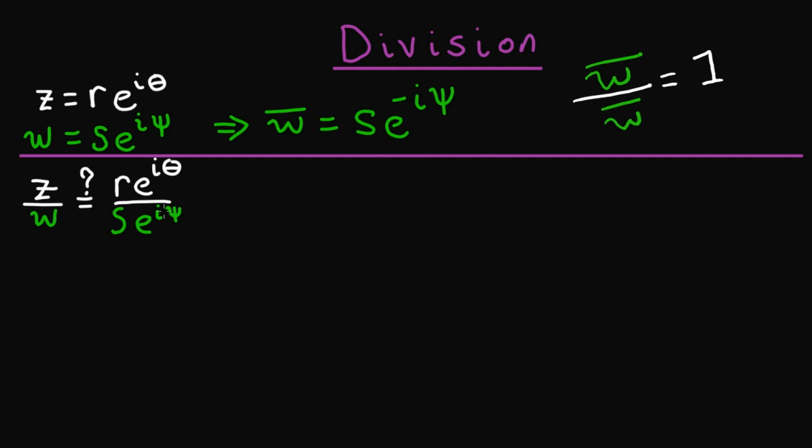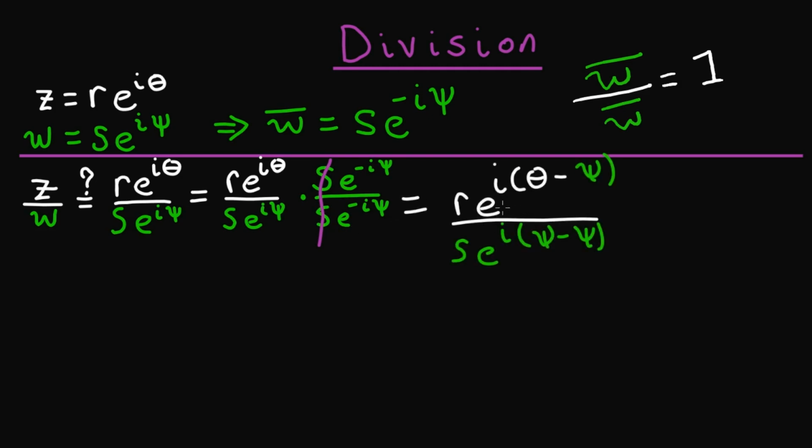So I'm going to multiply this number by omega bar over omega bar, which is just se to the negative i psi divided by se to the negative i psi. Now first note that we can simplify this by canceling the s's, and then combining terms to give us re to the i theta minus psi divided by se to the i psi minus psi. And then the psi's cancel, and we end up with what we actually computed in an earlier video, which is re to the i theta minus psi divided by s.